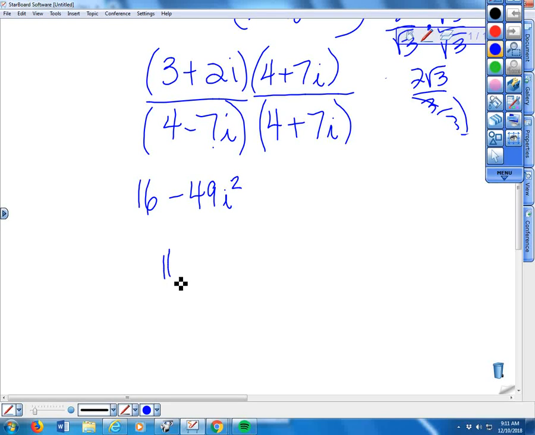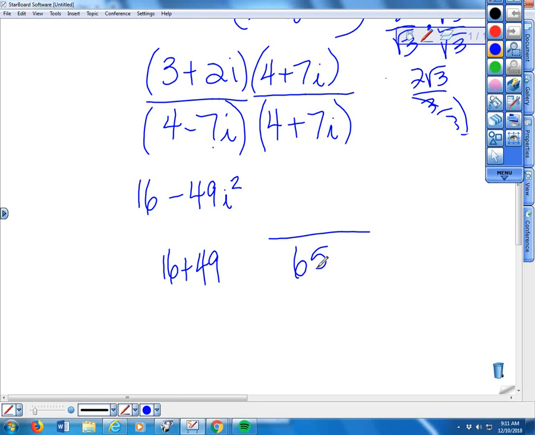So the numerator is now this. The i's gone, which is my whole goal. I had to get i out of the denominator. My denominator's now this, not my numerator, sorry. With me still? And then, yes. So in the denominator, I have 65.